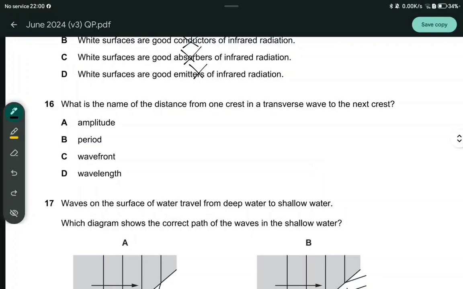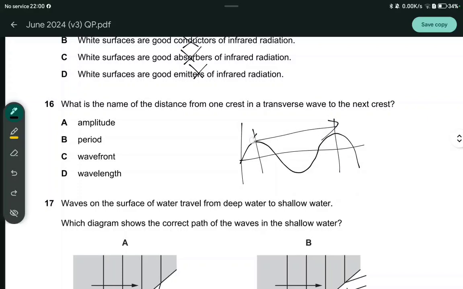What is the name of the distance from one crest in a transverse wave to the next crest? This is a period. And then from here to here, this is the amplitude. And then again, why am I saying period? It's the wavelength. The period is the time it takes from the start of an oscillation to the end of a complete oscillation. Sorry, I was thinking of something else. Don't listen to me. This is the wavelength.